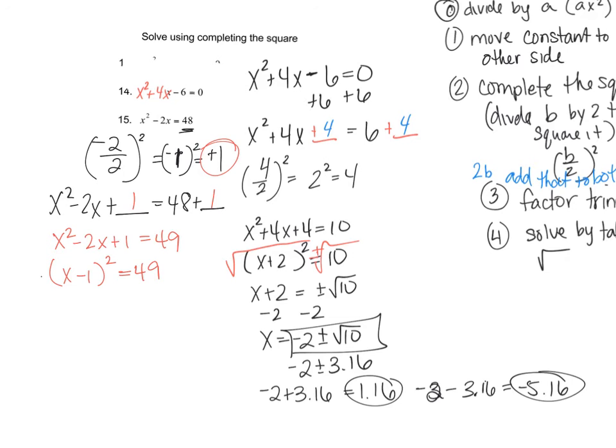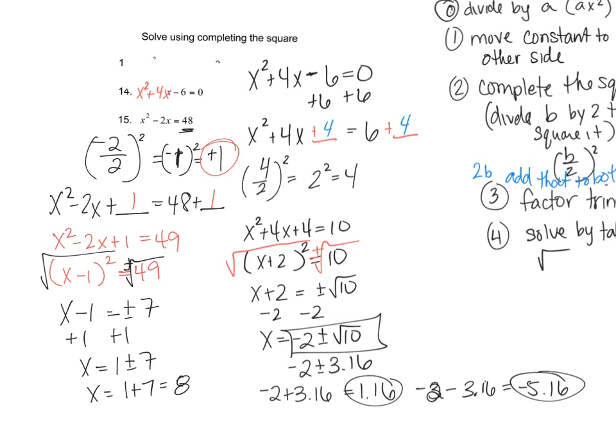Then we can take the square root of both sides, plus or minus the square root. We get x minus 1 equals plus or minus the square root of 49, which is 7. And we're going to add 1 to both sides, and x equals 1 plus or minus 7. So x equals 1 plus 7, which is 8, and x equals 1 minus 7, negative 6.